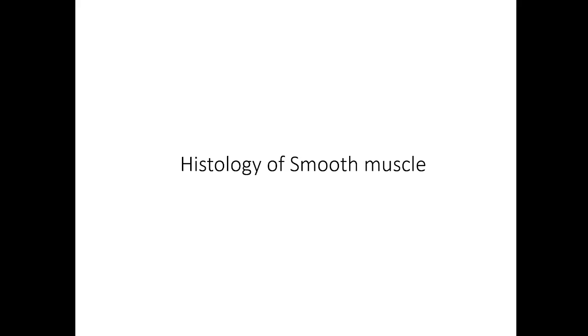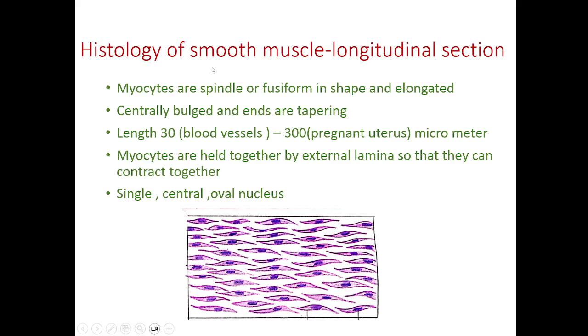Histology of smooth muscle. In the longitudinal section, the myocytes are spindle shaped or fusiform or pear shaped. They are elongated. So in this diagram, you can see the pear shaped myocyte. You can see a bulge in the center and the ends are tapering. Length can vary from 30 to 300 micrometer. Now in the blood vessel, they are very small compared to the pregnant uterus. Here, the myocytes are held together by external lamina so that they can contract together.